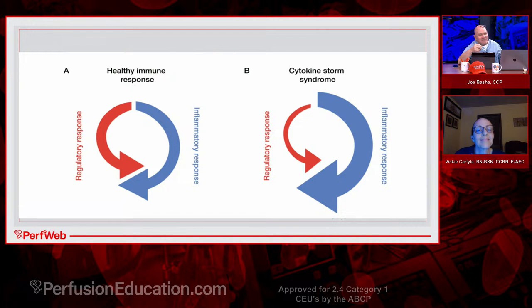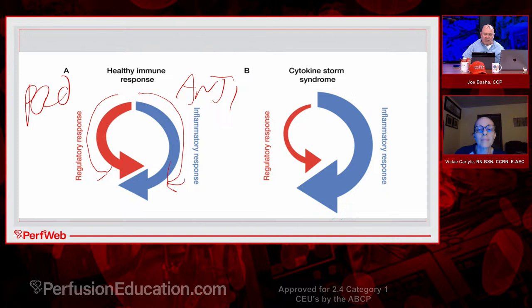A healthy immune response, that's the best I could do, is you have an inflammatory response and you have a regulatory response. And these generally balance each other. So you have pro-inflammatory mediators, and you have anti-inflammatory mediators, and we're kept in balance by them. In a cytokine storm, you have such a massive inflammatory reaction that it overwhelms the regulatory response. And in many ways, it downregulates it to where the disproportion between pro-inflammatory and anti-inflammatory keeps moving in the wrong direction. You have to be able to reset that.